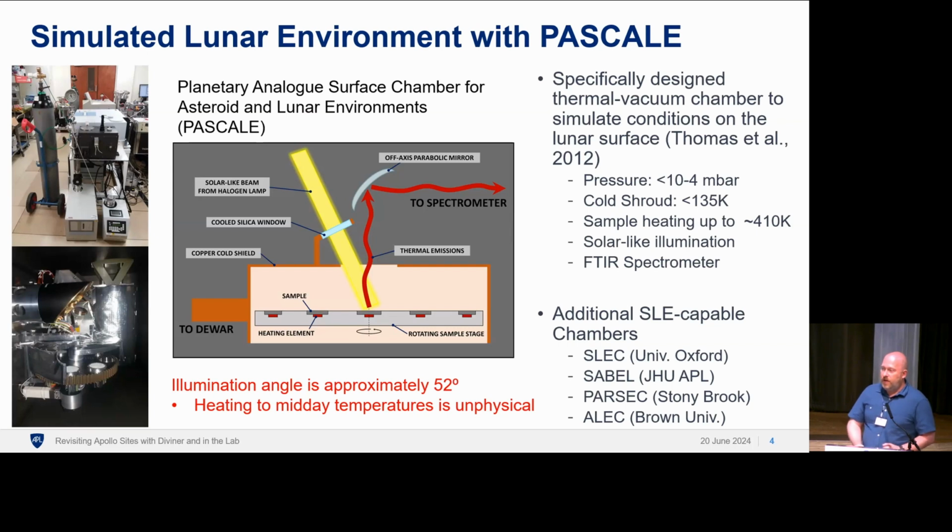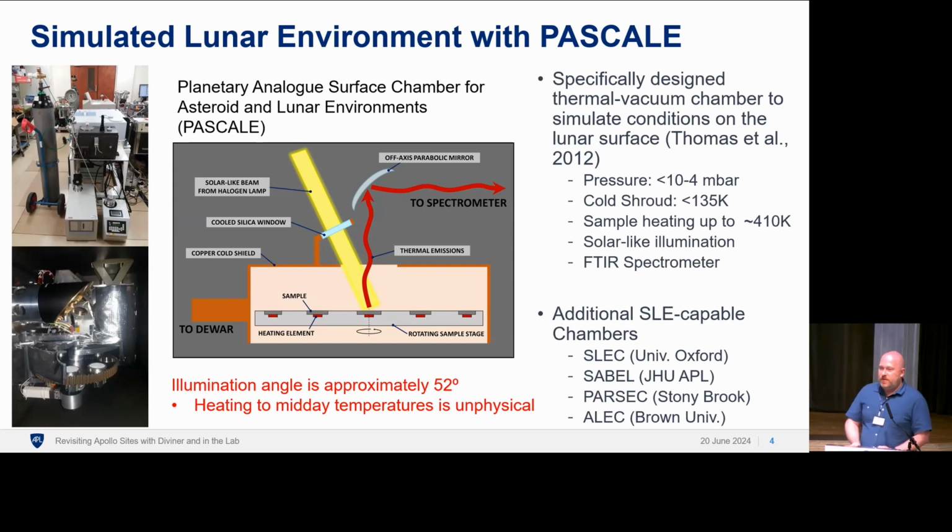And this is becoming a capability that we're seeing more and more. I have a similar capability at APL called SABLE, and PASCAL also has a twin at Stony Brook called PARSEC. One of the caveats, and that will be important to this talk, is that the illumination angle within PASCAL and SABLE and PARSEC is about 50 degrees. So it's not very close to normal, and we'll see that that is actually important.